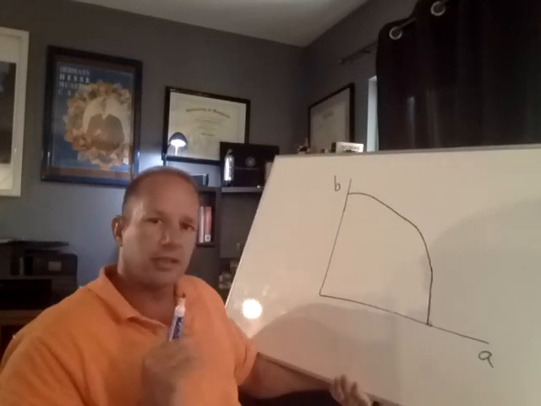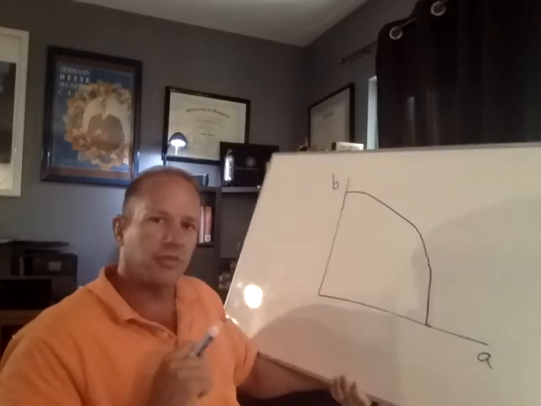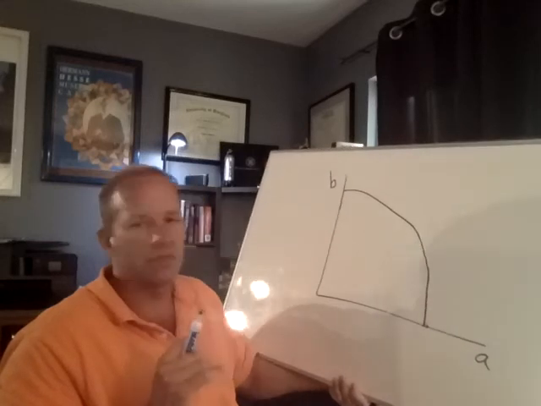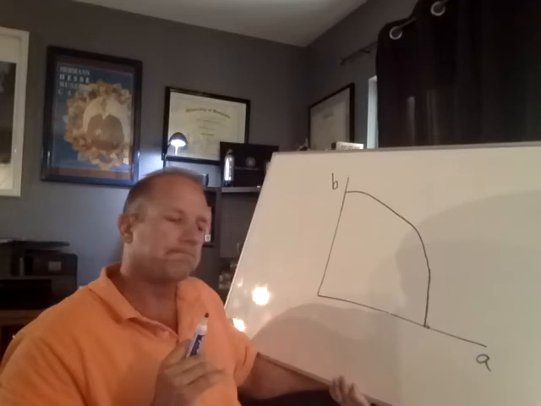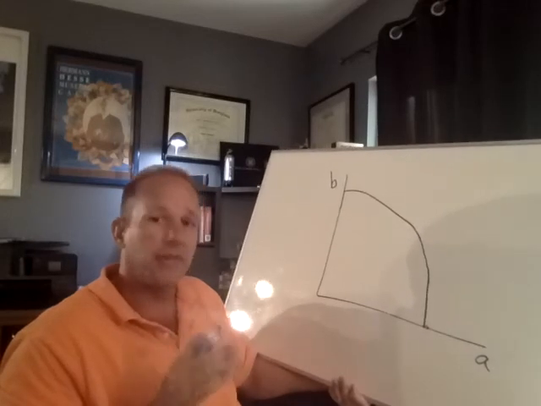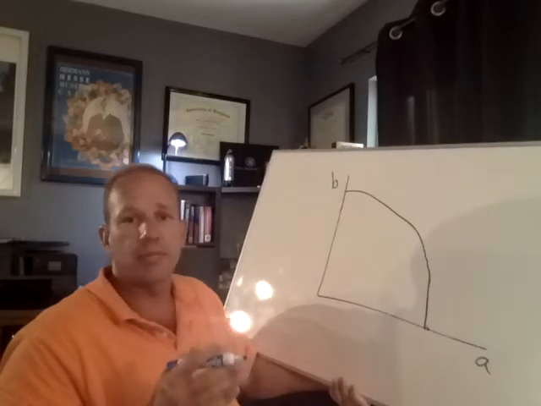It's not curved because automobiles are very different from bread. That's not a real good answer. It's not a very good answer. It's not about what the output is. It's about the input that goes into making that output.